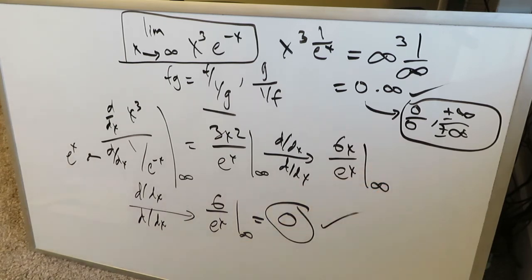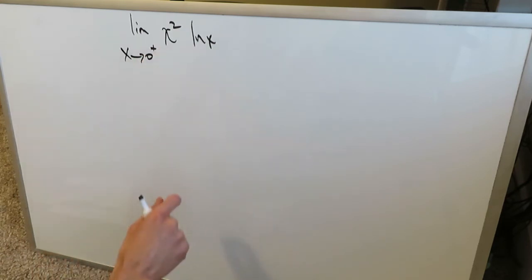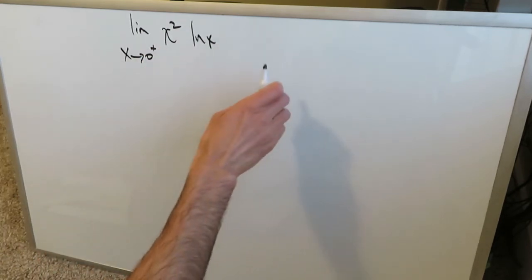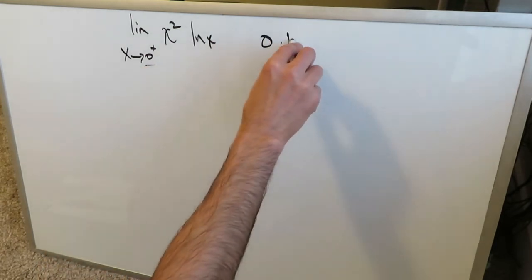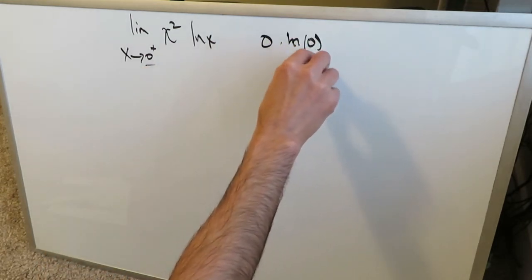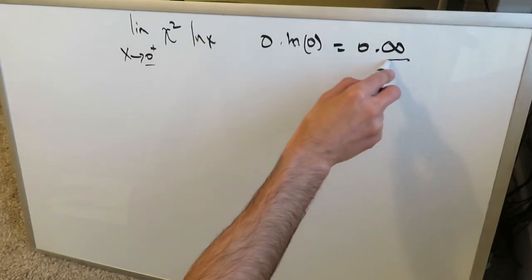When you look at this question, the limit as x approaches 0 from the right of x squared times natural log x, you should always do the rough application of your value. You're basically getting 0 times natural log of 0, which is 0 times infinity. You're looking at an indeterminate product type.